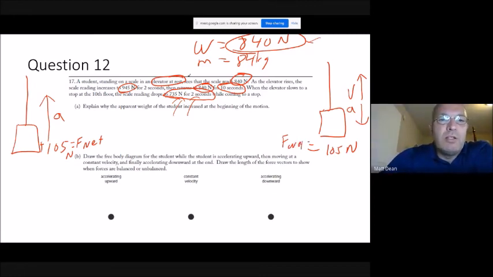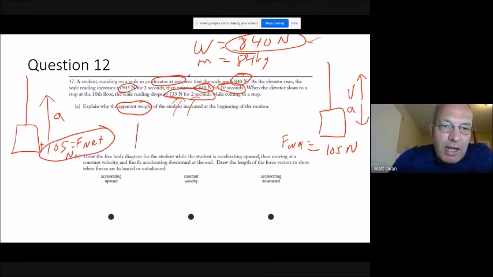So now let's try to answer the questions. Explain why the apparent weight of the student increased at the beginning of the motion. So the apparent reading is what the scale reads. It seems to go up because there's a net force acting up on the elevator, a net force pushing the scale harder against the student. That's what we're looking for on A.